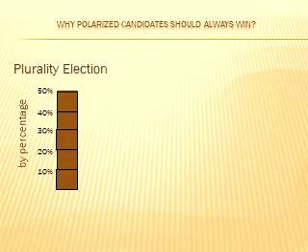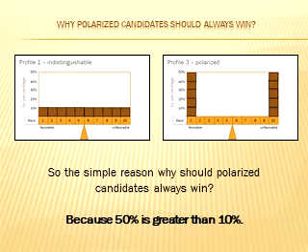But this is what I see. We just elected the most hated candidate in a plurality election, who by your measure was no better than average. When you're average, about half the field should be better than you and half should be worse. So the simple reason why polarized candidates should always win is because 50% is greater than 10%.